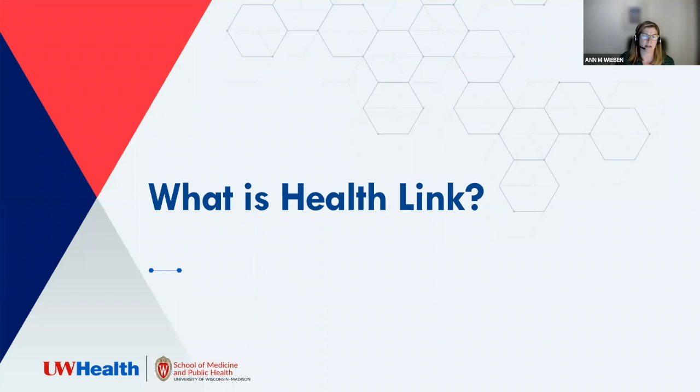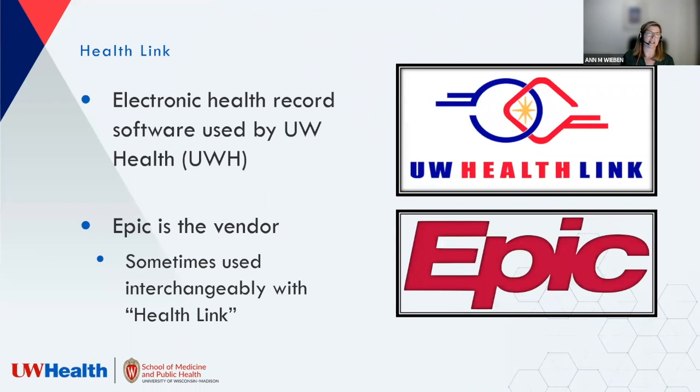So what's HealthLink? If you're in a space where you're not using these tools yet, many of you may be, the terminology can get interchangeable. HealthLink is UW Health's version of our electronic health record, and it's the software we use. Epic is the vendor that provides us with that software. So sometimes you can hear these get used interchangeably. If that's ever been confusing to you, just know that that's the distinction. But essentially, HealthLink is our organization at UW Health's electronic health record software.